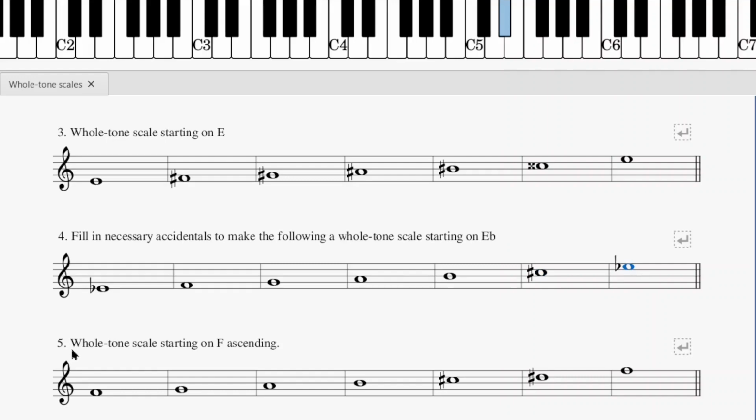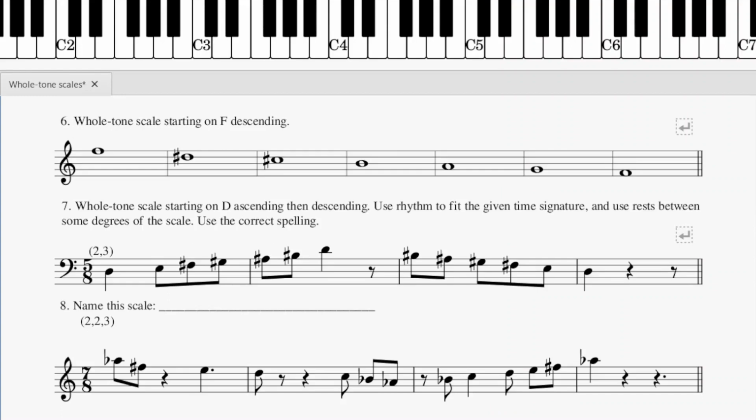Look at number 5, the whole tone scale starting on F ascending. So again, we check the intervals between these 2 notes, F to G, G to A to B, and B has to go up to C sharp to make it a whole tone. Then C sharp goes to D sharp.